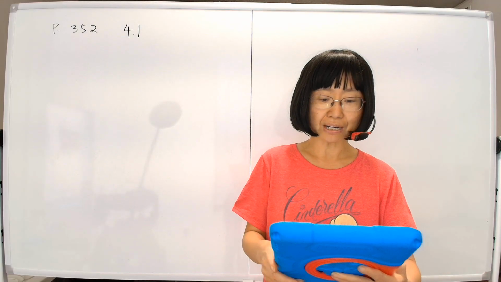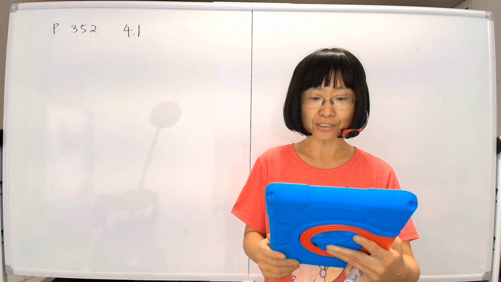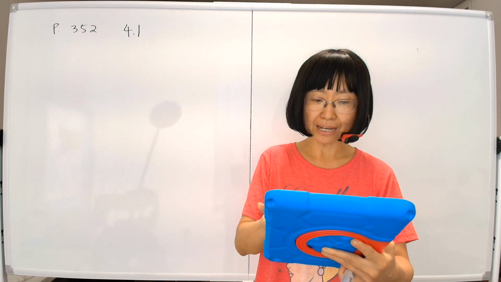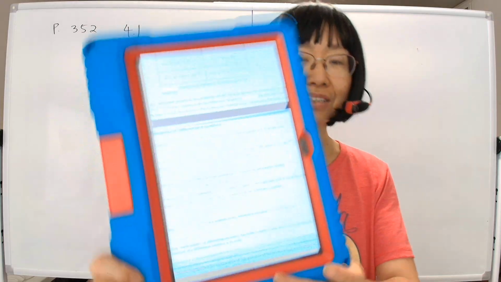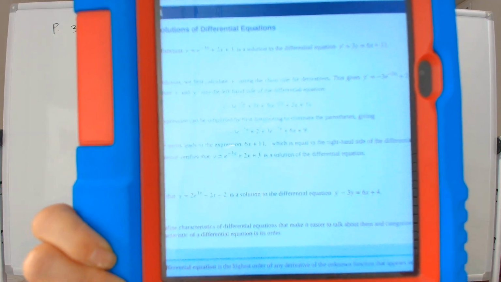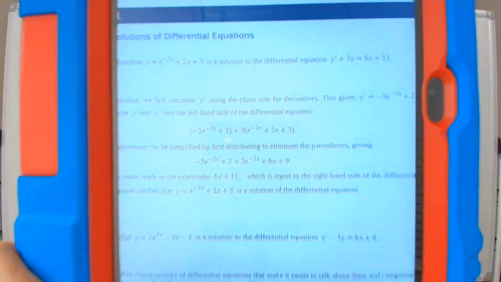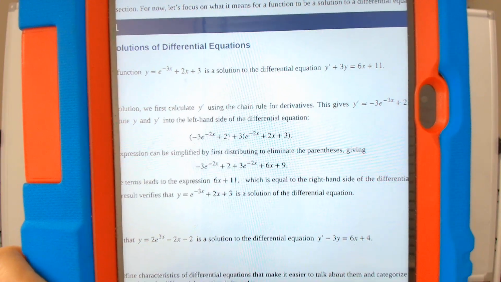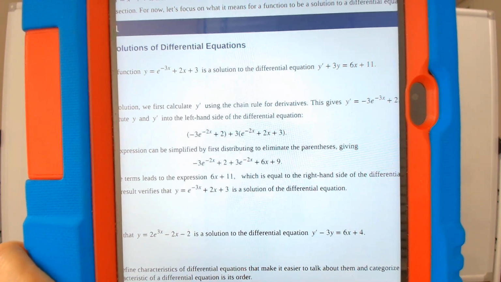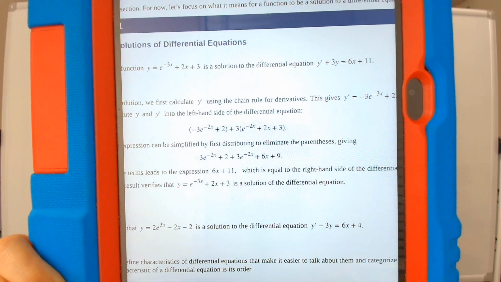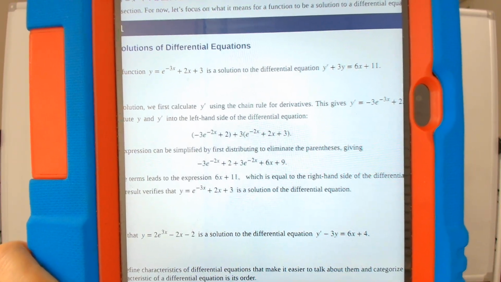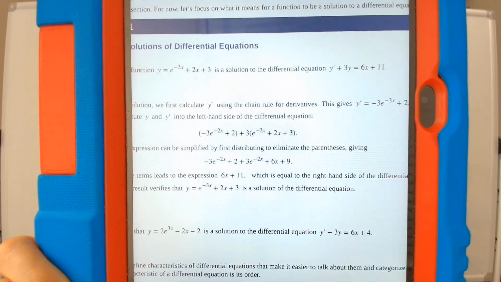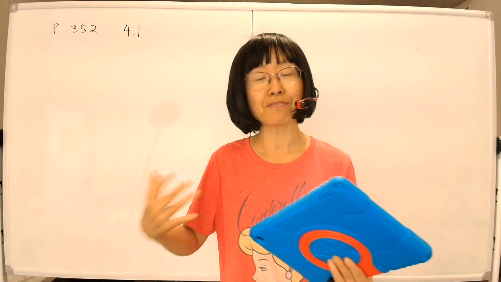Now, example 4.1: you are supposed to verify the solution of the differential equation. The solution is already given to you because we're just starting out, so that you get a feel for it. You don't have to read it in your book, just look at the screen. The solution is y equals e to the power minus 3x, etc. That function is a solution to the differential equation on the other side, where you have y prime and 3y. Your job in this example is to verify that to be true.